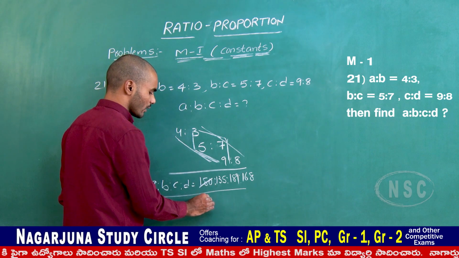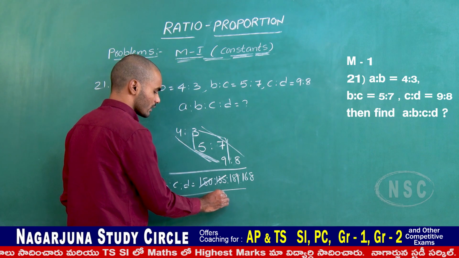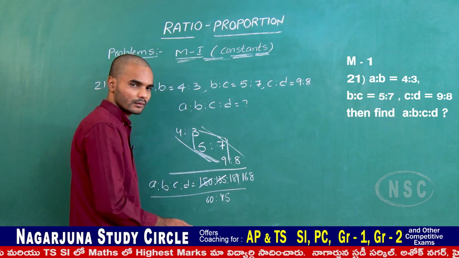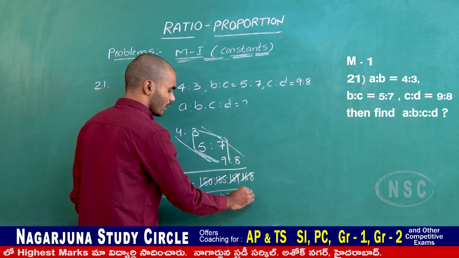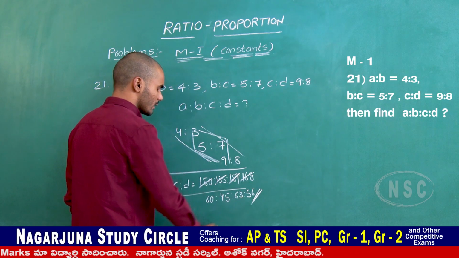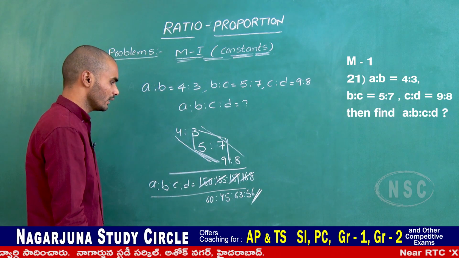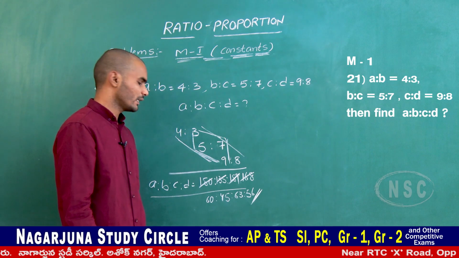So 3 60s are 180, 3 4s are, 3 5s are. Next, 3 6s are, 3 3s are, 3 5s are, 3 6s are. This is the ratio 60 : 40 : 63 : 56.